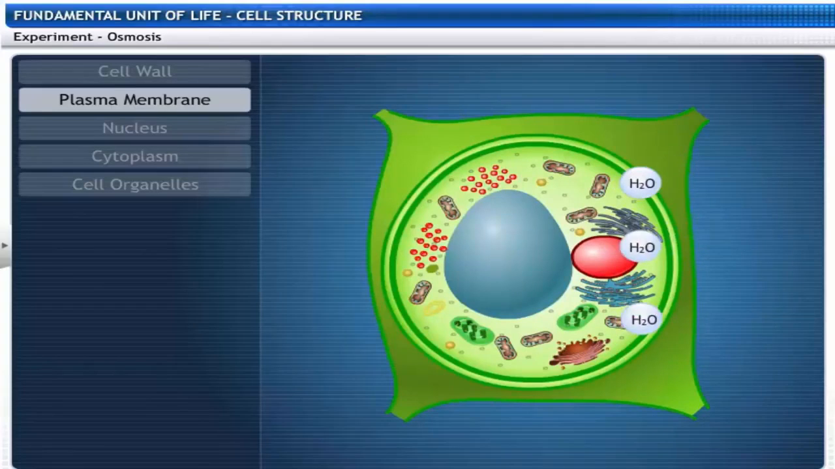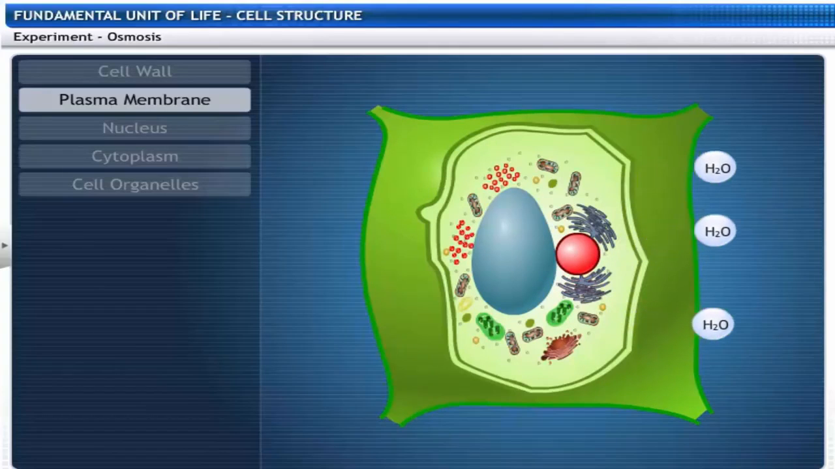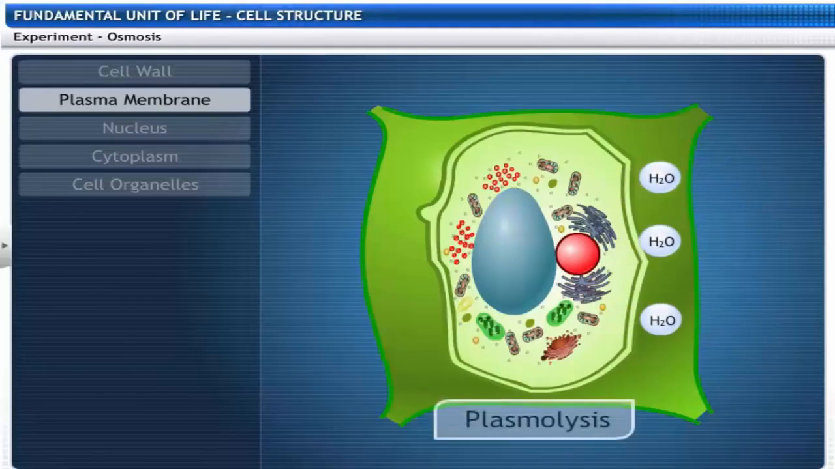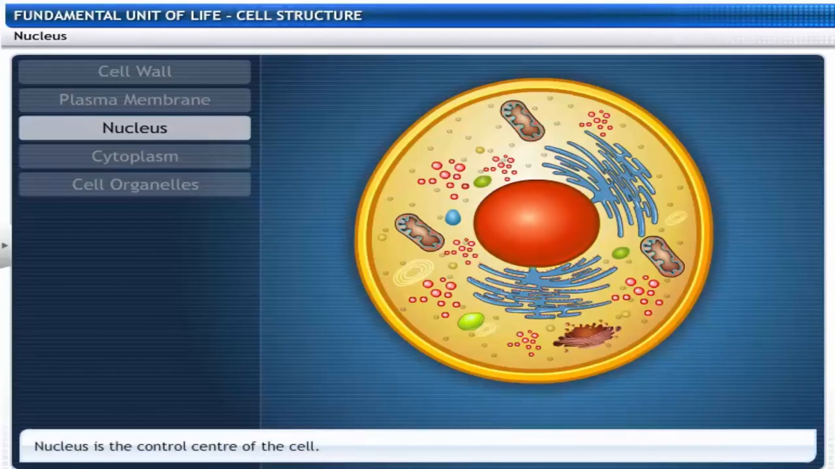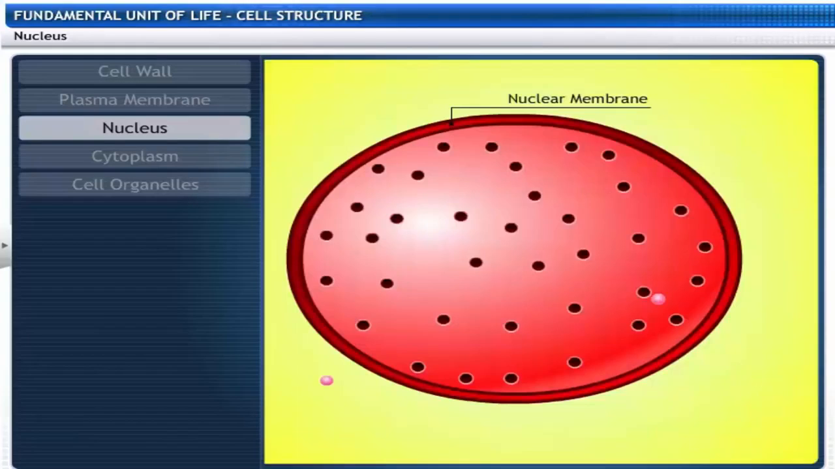When the cell loses water through osmosis, the cell contents shrink away from the cell wall. This is known as plasmolysis. Let's now look into the cell. This is the control center of the cell, called the nucleus. The nucleus has a nuclear membrane which is double-layered. The nuclear membrane is perforated to allow substances to enter and leave the nucleus.